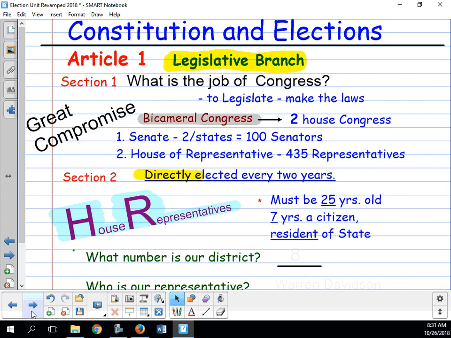All right, House of Representatives, 435 representatives total. That will never get any bigger. If we get a new state, it will still be 435 representatives. Can you tell me why? I can tell you why. You want to know why?